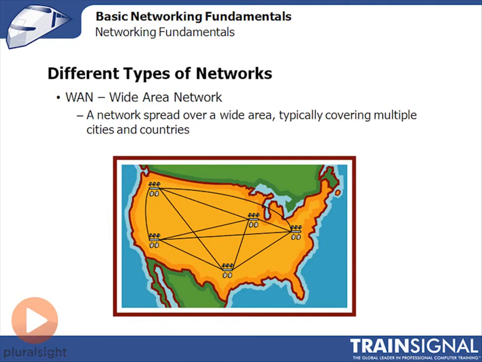All right, so now that you know about the CAN and the MAN, and again, that's probably more of a history lesson than a current lesson, let's now talk about the WAN, the Wide Area Network. This is a network that is spread over a wide area, typically covering multiple cities and sometimes even multiple countries around the world. So how do you really know what's a LAN and what's a WAN? Because there is no absolute definition.